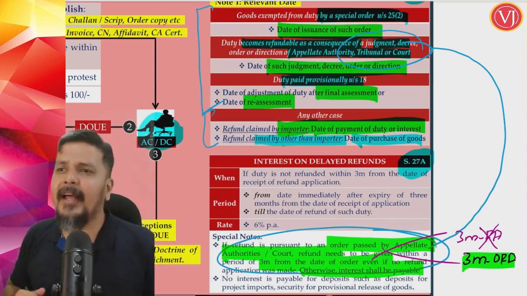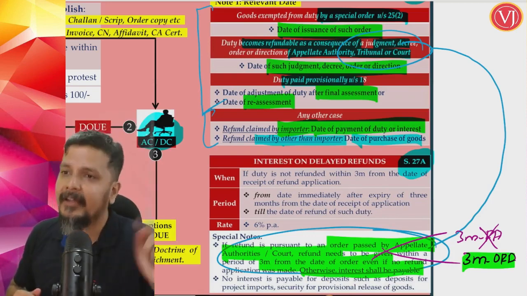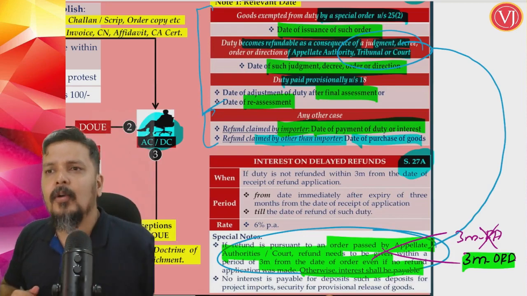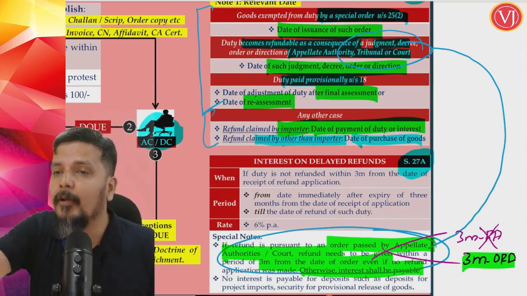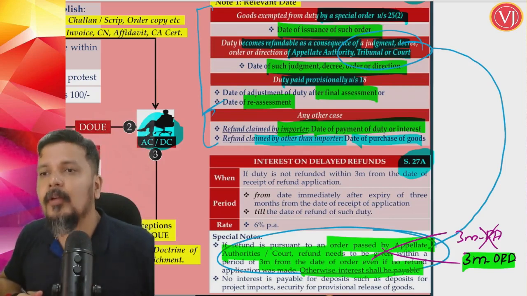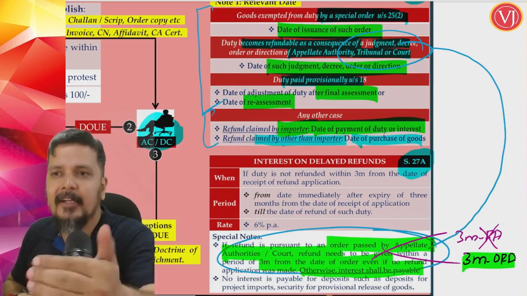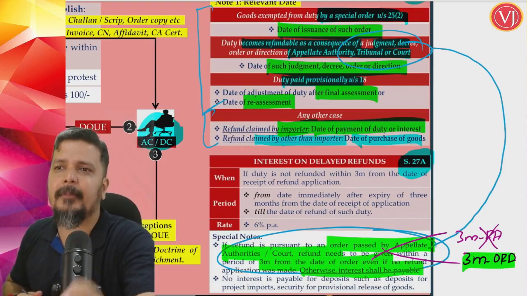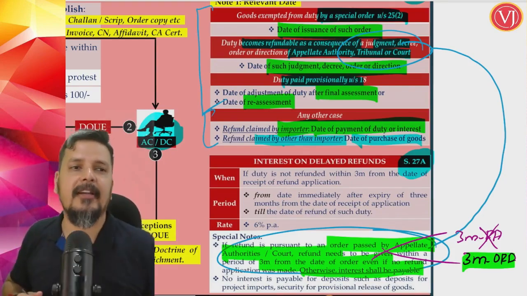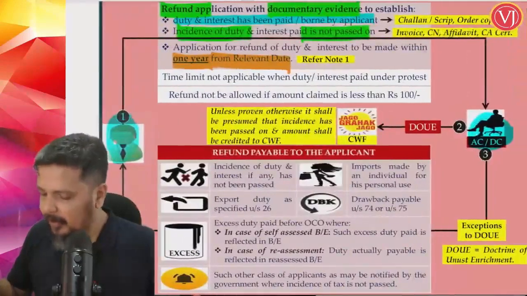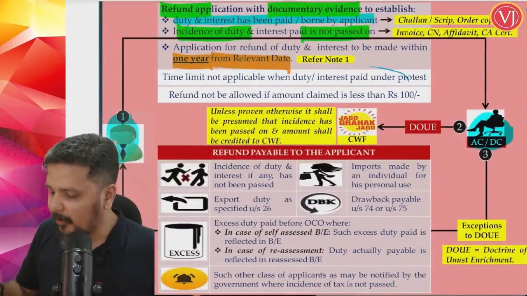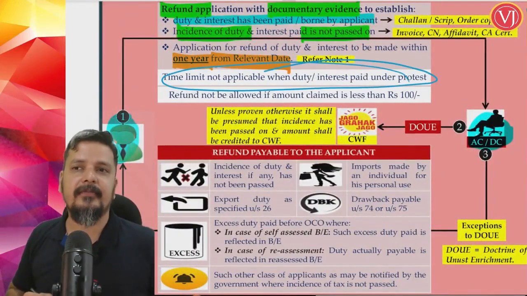This is all tax planning. This is not tax evasion or tax avoidance. It's all tax planning. Now you make a refund application within 1 year from the date of your purchase. You have purchased in 2024. From that date of purchase, you have 1 year time to apply for refund.